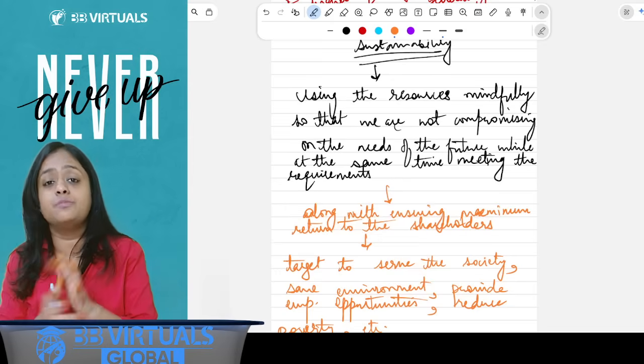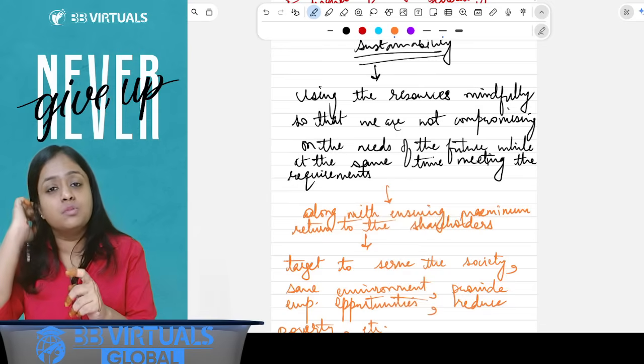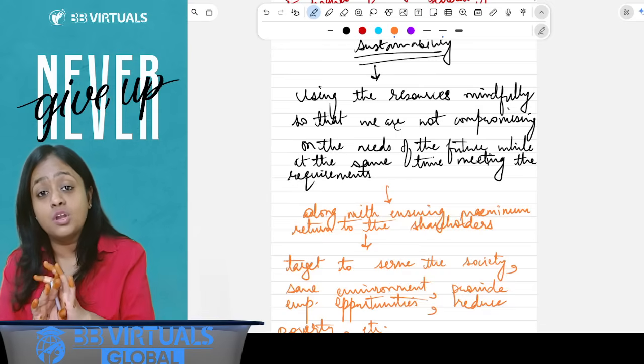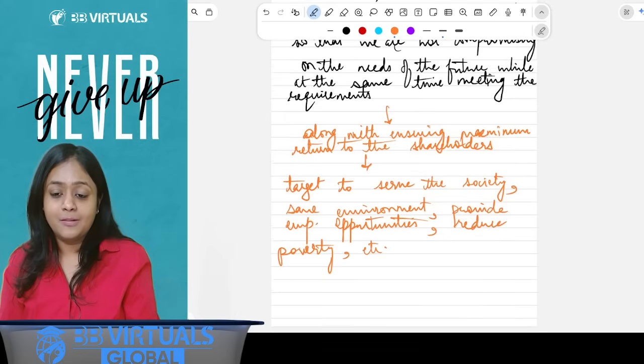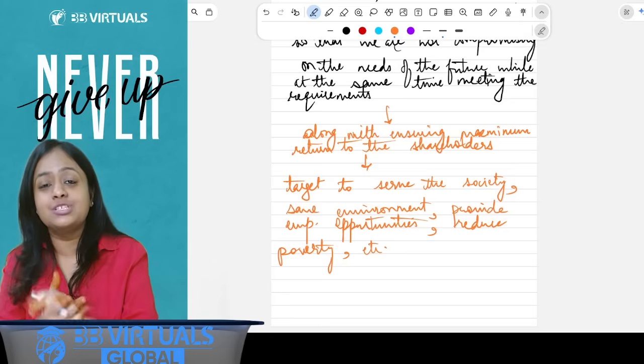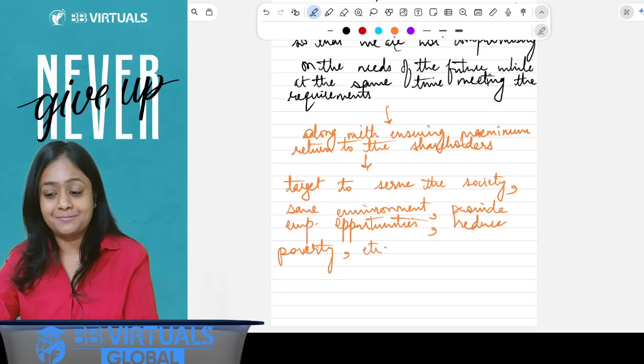Everybody is going to have some share of the resources. So use it in the most mindful way, in the most accurate way, so that the resources are not wastefully spent. Got it? Now, let's move on to divisional performance measures.